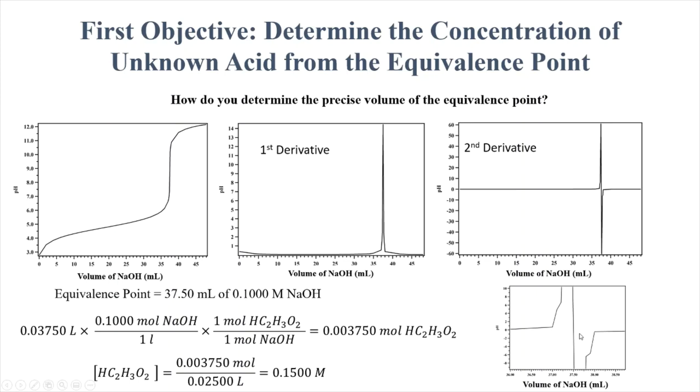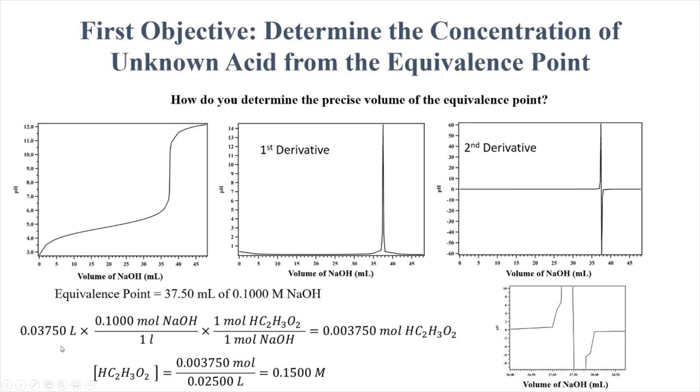And if you can see here, where this crosses the zero is at 37.5 milliliters. The way that we would do this is we're going to take the two data points that are on either side, and then we're going to take the average of those data points, and that's going to give us a very accurate measurement of the point where it crosses zero.